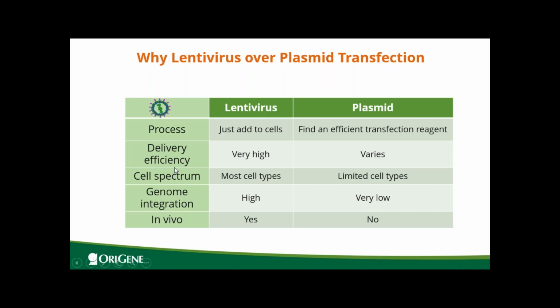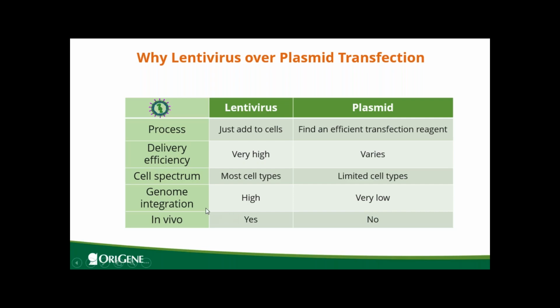Then delivery efficiency: lentivirus is very high for most cells. For plasmid transfection, it varies. Only for a few common cell lines is the transfection efficiency high. Talking about cell spectrum, lentivirus infects most cell types: dividing, non-dividing, primary cells, easy to transfect, hard to transfect. For plasmid transfection, only limited cell types such as HEK293, HeLa, etc. And some cells are very difficult to transfect. You may need electroporation, and then the cells will not be happy.